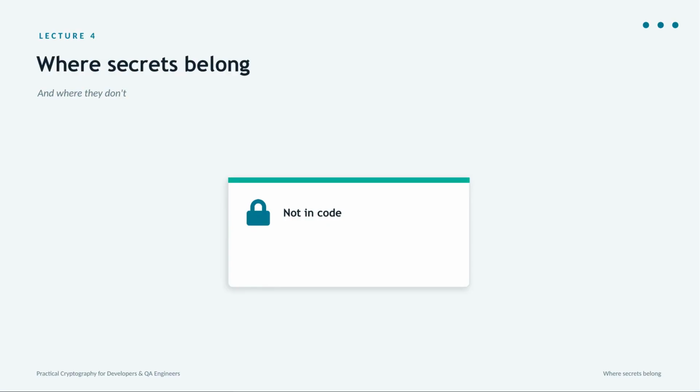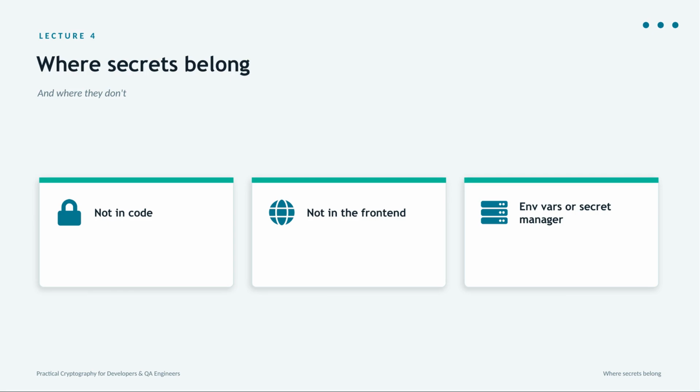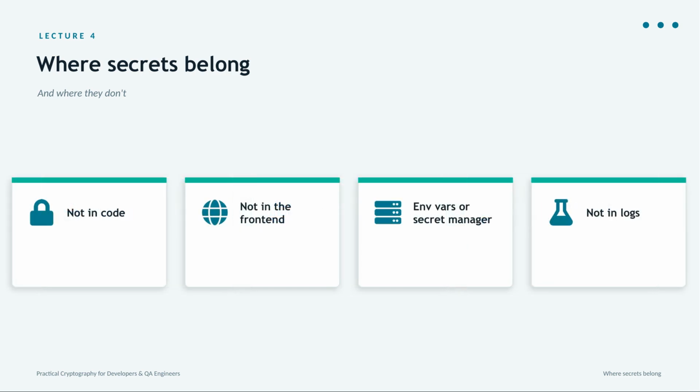So where should secrets actually belong? It shouldn't be in the code. It shouldn't be in the front end at all, because anything shipped to the browser or an app can be read by a user. So a secret there is already exposed. Not in logs, where they quietly pile up in plain text. Secrets belong in environment variables, or better, a dedicated secret manager, a system built to store and rotate and hand out secrets securely, separate from your code. The principle is simple: the code should know how to ask for a key, but should never contain the specific key itself.